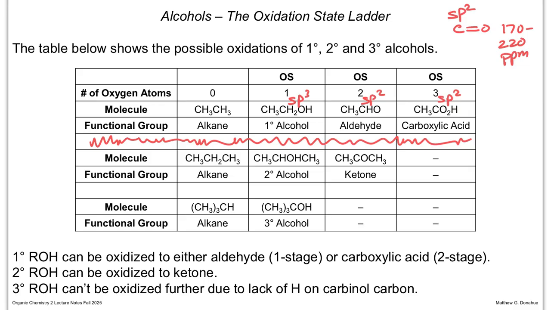So just by understanding the general mechanism of E2, that requirement for an acidic hydrogen, we're able to differentiate these different functional groups and predict what they will become. So our primaries can go to an aldehyde. That's just a one-stage oxidation. Or it can go from OS1 to OS3. That's a two-stage oxidation up to the acid.